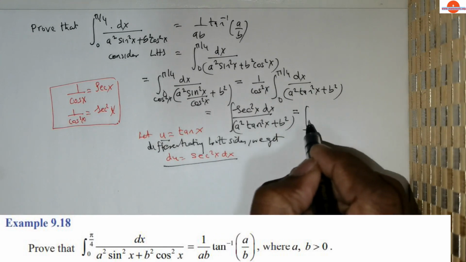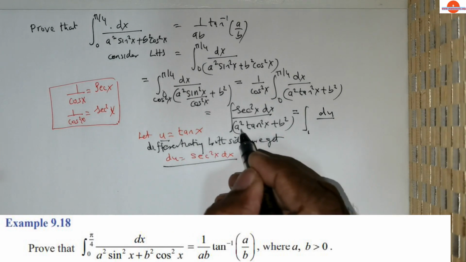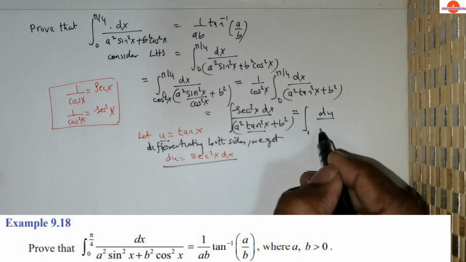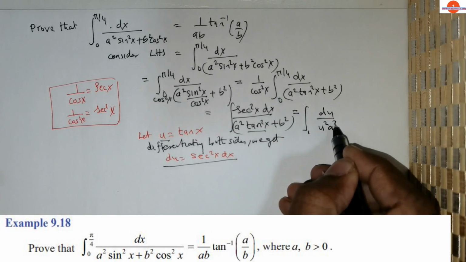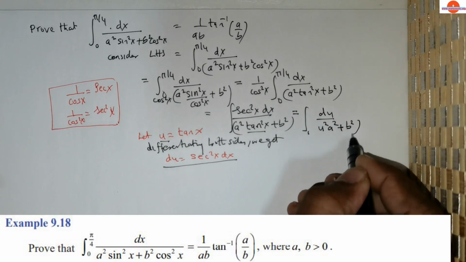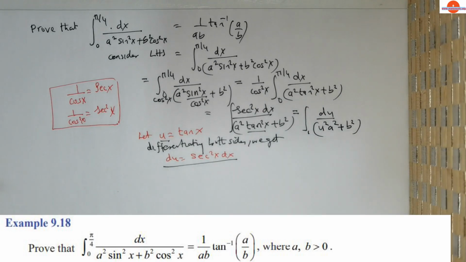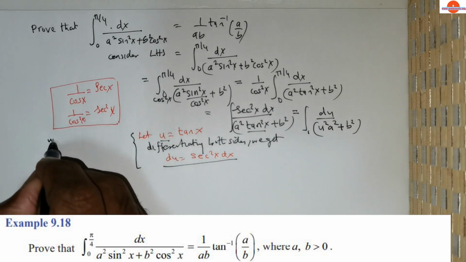So in the place of secant squared x dx, it's going to be du, and in the place of tan squared x it's going to be u squared. So I also got a squared there. So it's going to be u squared times a squared plus b squared. The limits, we need to settle the limits. So how are we going to do that?